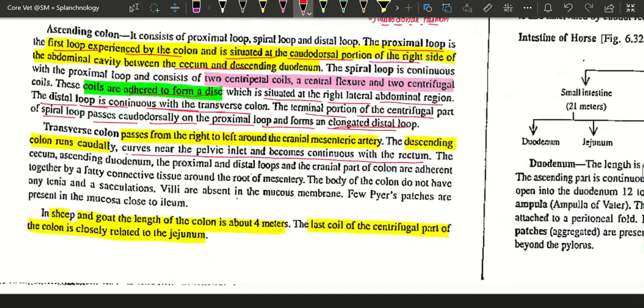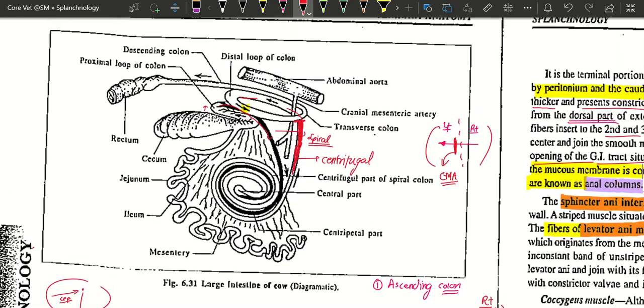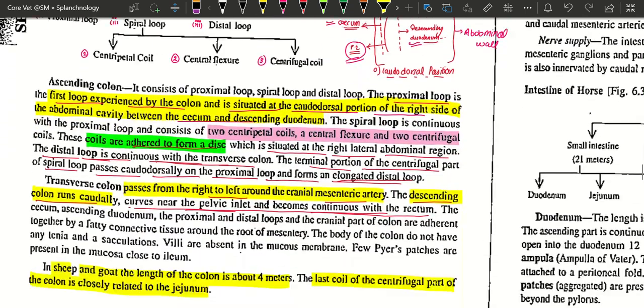Now, coming on to the transverse colon. It will be passing from the right to the left around the cranial mesenteric artery, I have told you, and the descending colon runs caudally and curves near the pelvic inlet and becomes continuous with the rectum. I had told you all, the portion I am highlighting now is your transverse colon, and it will be moving backward to be continuous as the descending colon, to be continuous as the rectum, right? That's what the text is signifying.